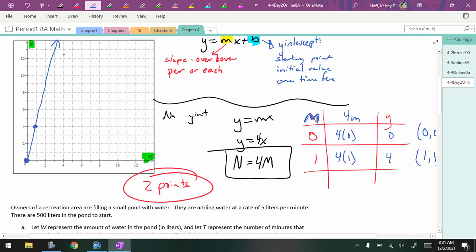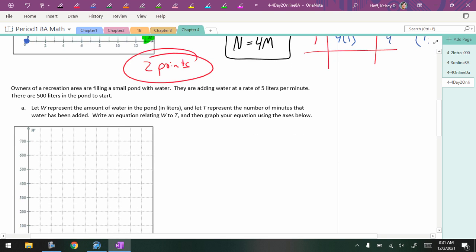You do? Well, good. It's good. Okay, let's try it again. Remember, we're looking for our slope and our y-intercept.